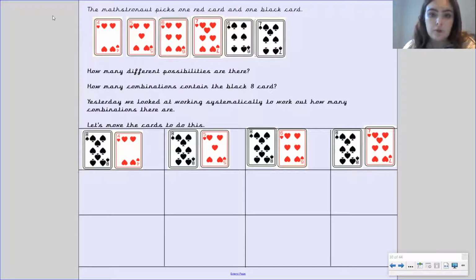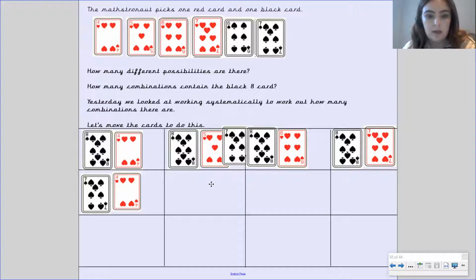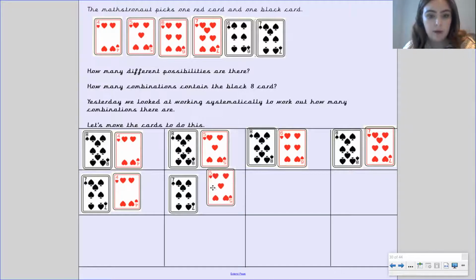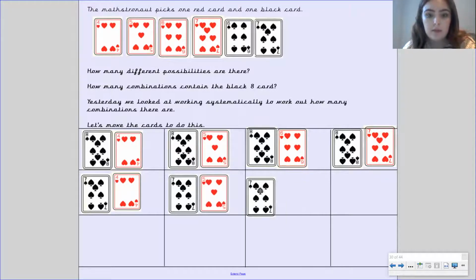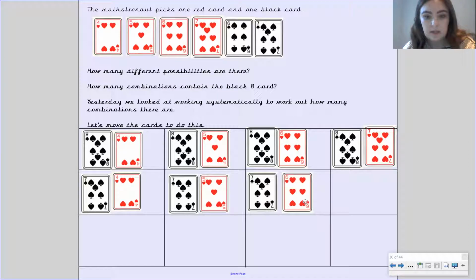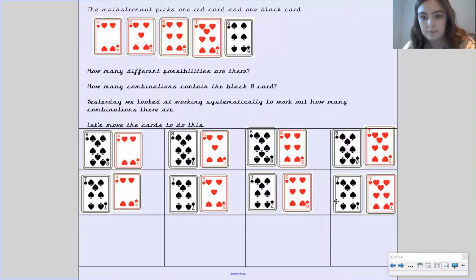Then let's move on to the 7s. So 7, I'm going to match it with the 4. Then another 7 and match it with the 5. Another 7, match it with the 6. And our final 7 to match it with the 7.